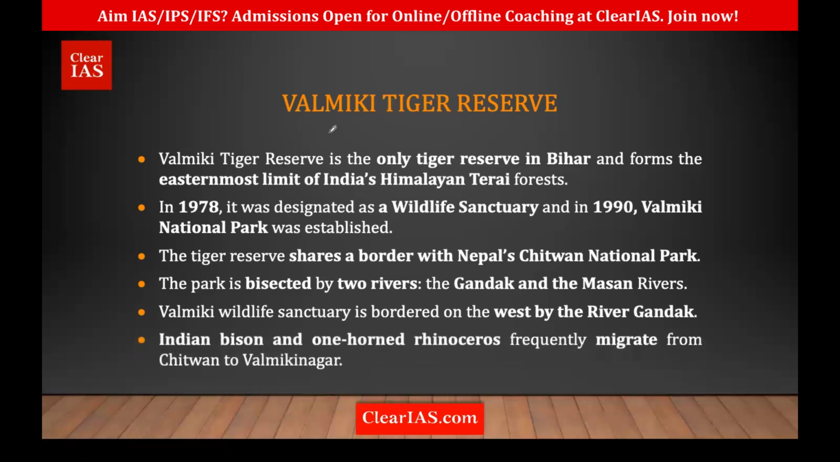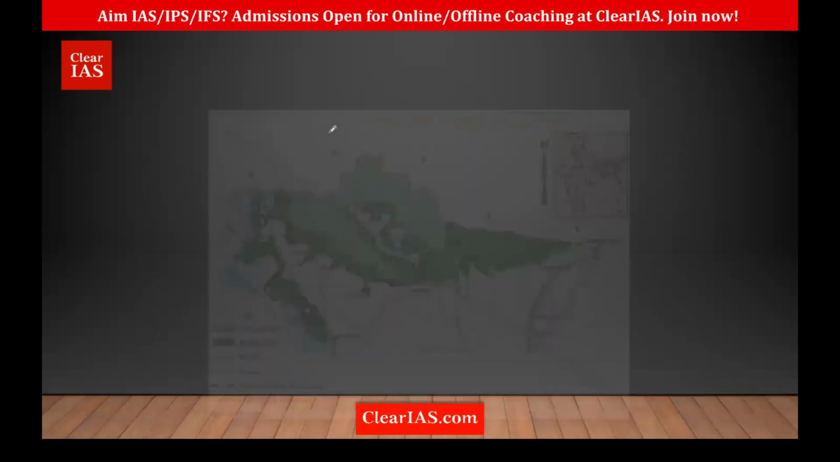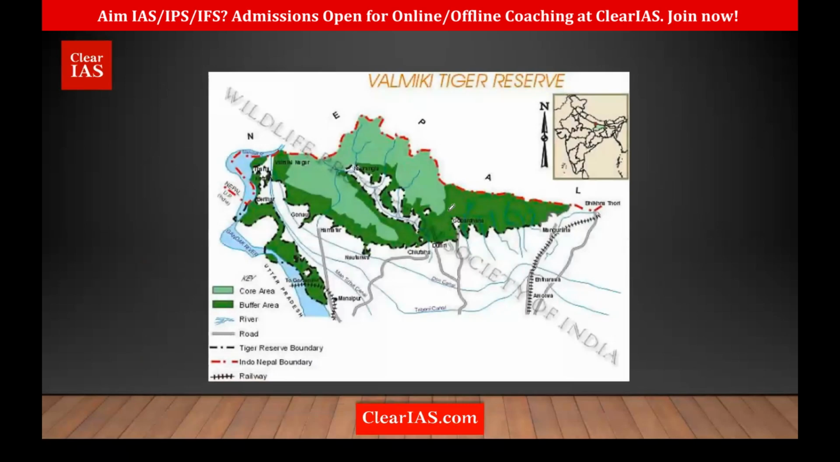Gandak. And Indian bison and one-horned rhinos frequently migrate. So basically, the ones in Nepal migrate to here. So apart from tigers, we have bison as well as one-horned rhinos in Valmiki Tiger Reserve. Remember, Valmiki Tiger Reserve is the only tiger reserve in Bihar. Okay, so you can see the location. This is the Valmiki Tiger Reserve. So at the border, we have what? The Gandak River. Okay, and this side we have Nepal.